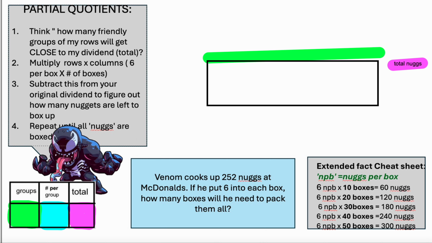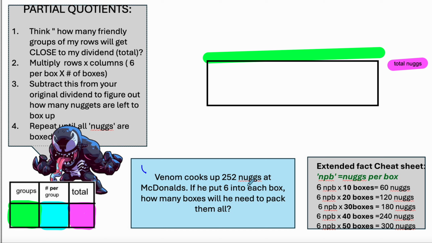All right, kiddos, let's tackle our partial quotients homework and get a lot more comfortable using this really cool method, because it's going to help make understanding our standard algorithm so much easier. So let's look at our problem first. Venom cooks up 252 nugs, chicken nuggies at McDonald's. If he puts 6 into each box, how many boxes will he need to pack them all?